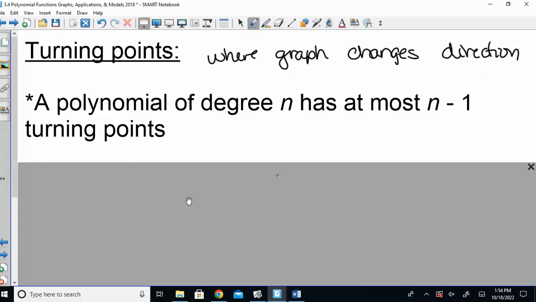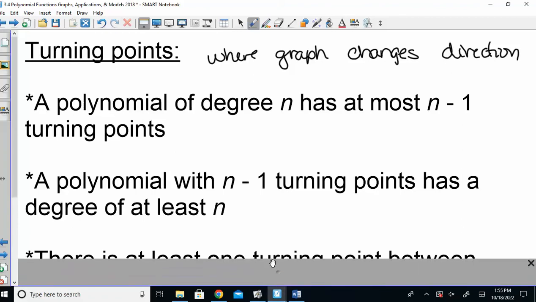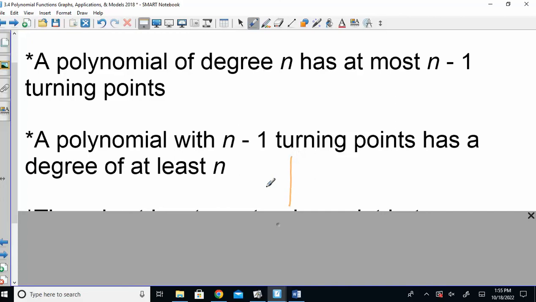That sounds a little confusing. If my degree is 2, your number of turning points is 1 less than your degree. So if the degree is 2, we would have 1 turning point. If the degree is 3, we could have at most 2 turning points. If my degree is 7, I could have at most 6 turning points. Okay, you don't have to have that many. That's the most you could have. It works in reverse too. So if you knew the number of turning points, your degree has to be 1 higher than that.